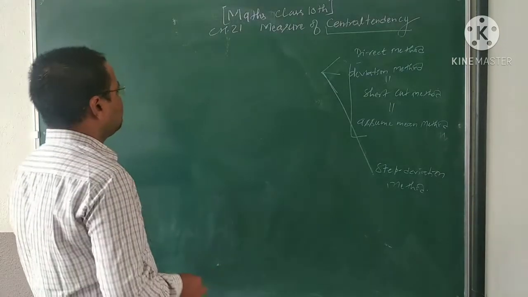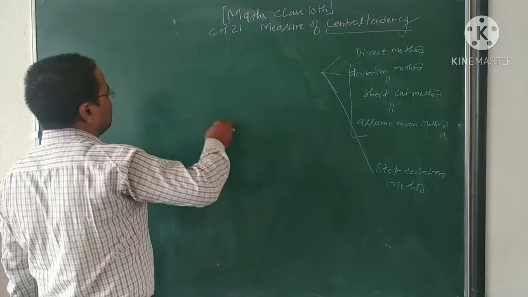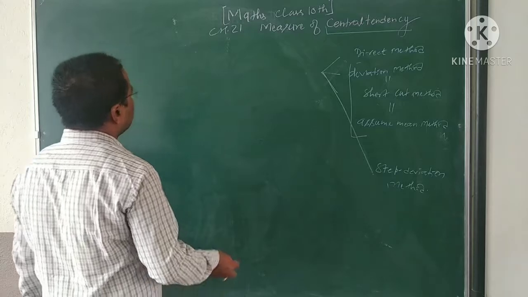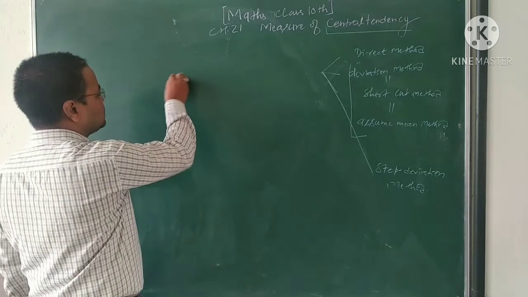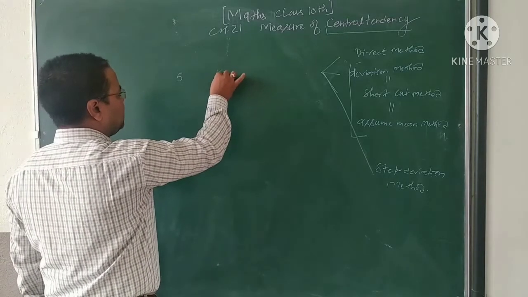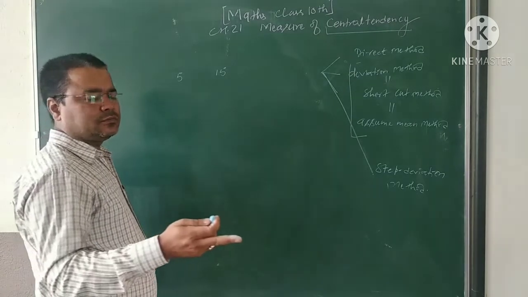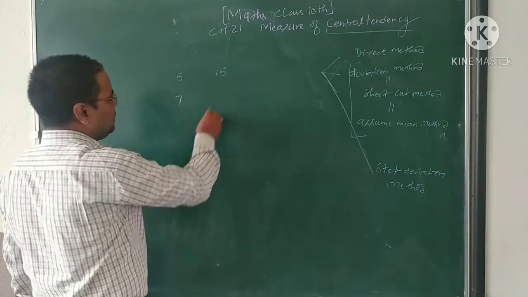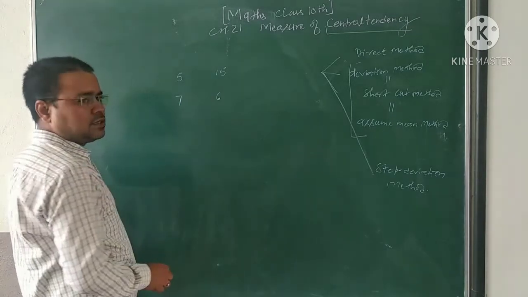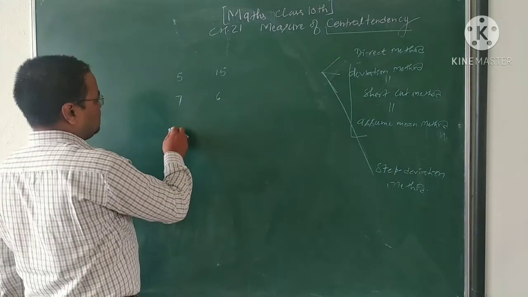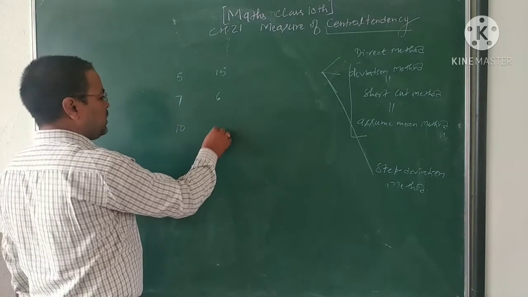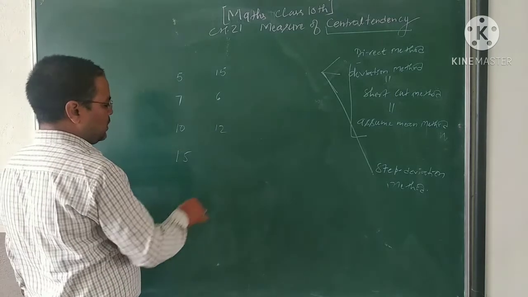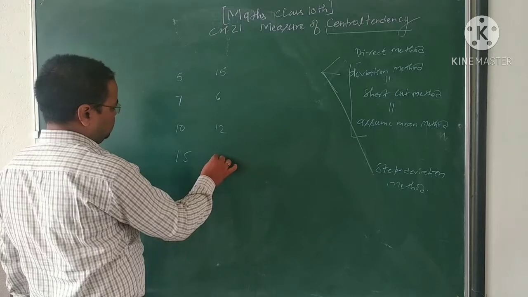Let in a class there are some students. Out of them, 5 students get 15 marks in a class test. There are 7 students who get 6 marks. There are 10 students who get 12 marks, and there are 15 students who get 10 marks.